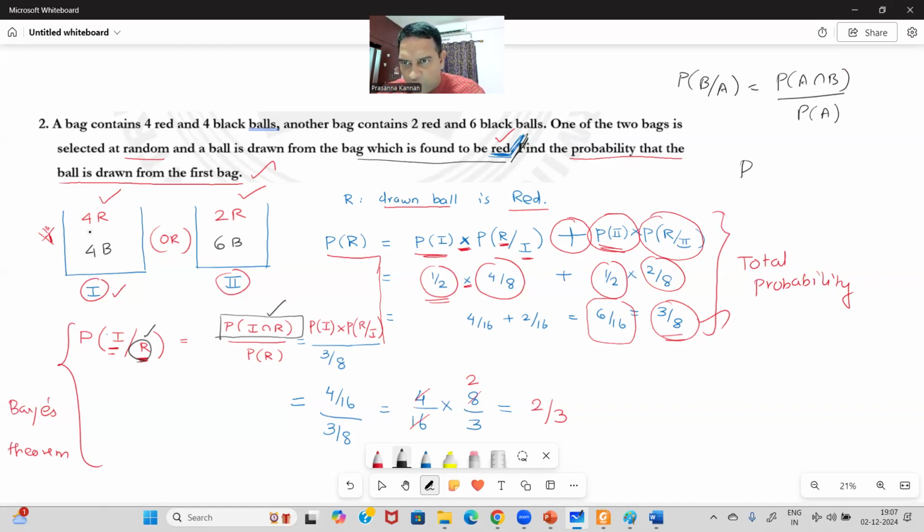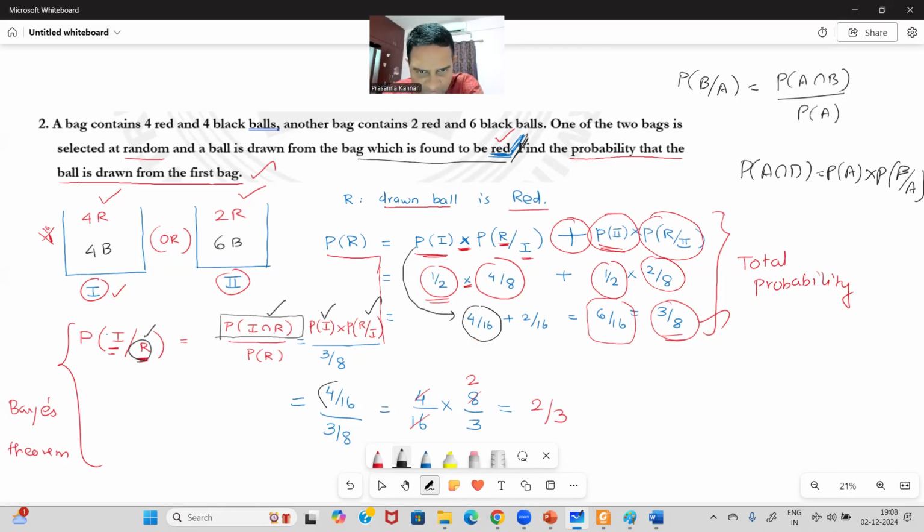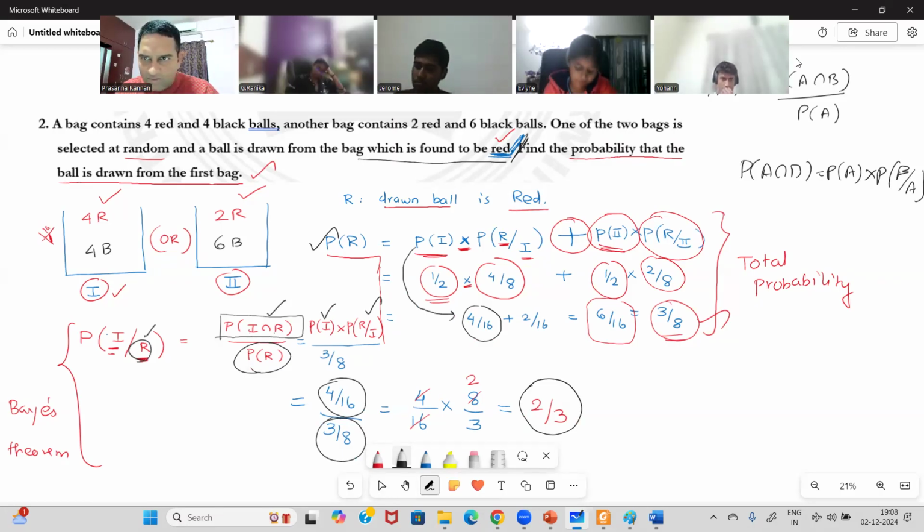So if I cross multiply, what do I get, Evelyn? P of A into P of B given A. So that's what we are going to write. When I say P of I intersection R, it's nothing but P of I into P of R given I. Yes, sir. And is it not this part? Yes, sir. So 4/16 divided by P of R, which we have found already. So we get 2/3. Is it clear now? Yes, sir. So that's all. Did you all understand this? Any doubts? Is it clear, Levin?